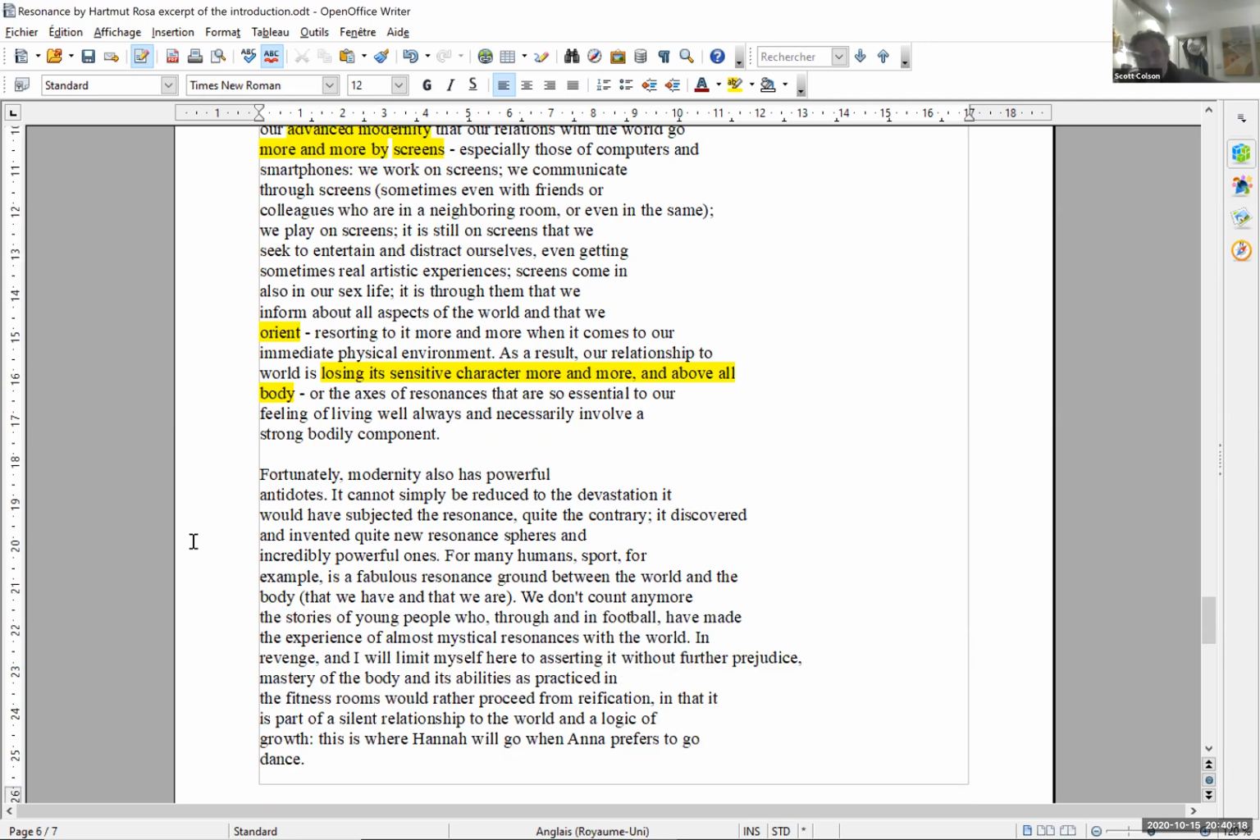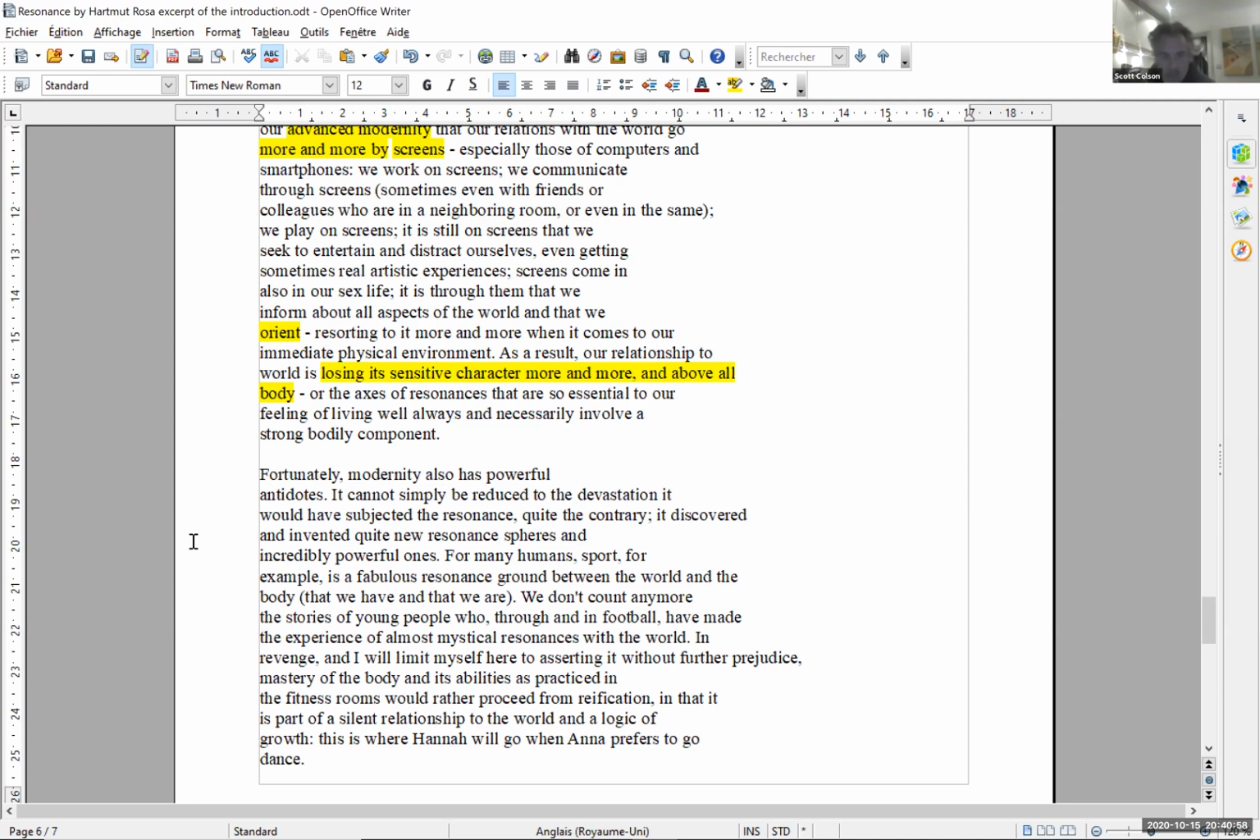Fortunately, modernity also has powerful antidotes. It cannot simply be reduced to the devastation it would have subjected us to, quite the contrary. It discovered and invented quite new resonance spheres, and incredibly powerful ones. For many humans, sport, for example, is a fabulous resonance ground between the world and the body that we have and that we are. We don't count anymore the stories of young people who, through and in football, have made the experience of almost mystical resonance with the world.